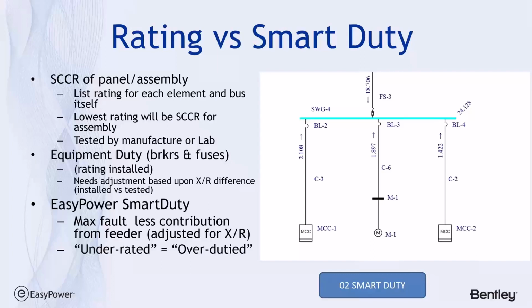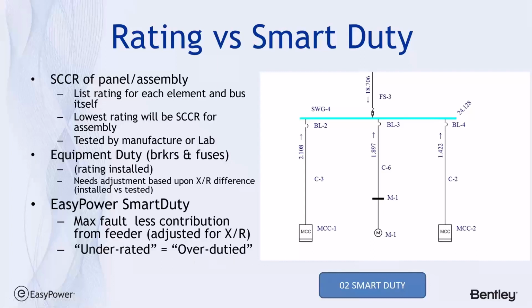Equipment duty of breakers and fuses is a rating that needs to be adjusted based upon the X over R difference as installed and tested by the manufacturer compared to the X over R of the installation where the part is being used. Now in EasyPower, that's called smart duty, and what it means is that the max fault can be adjusted by the X over R. In other words, the term underrated or overdutied is synonymous.